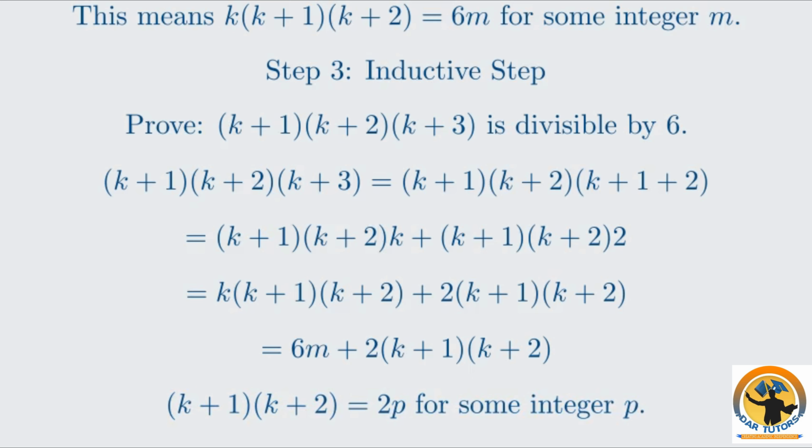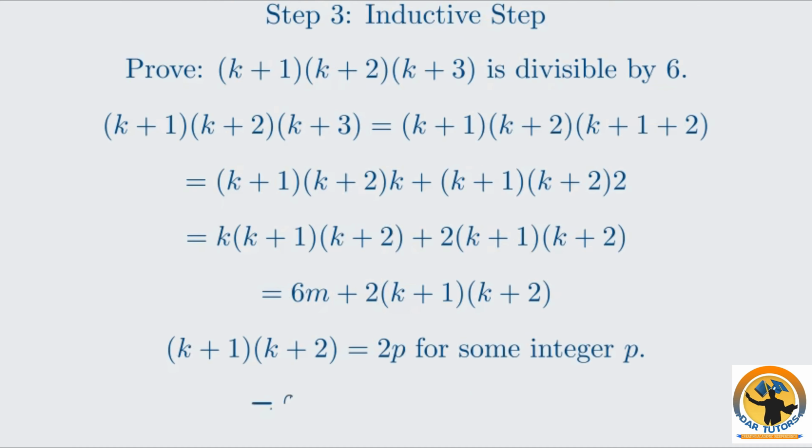Now let's substitute this back into our expression. We get 6m plus 2 times 2p, which is 6m plus 4p. This is not necessarily divisible by 6. We need to be more careful. Let's go back to the step where we had 6m plus 2(k+1)(k+2). We need to show that 2(k+1)(k+2) is divisible by 6, which means (k+1)(k+2) must be divisible by 3.